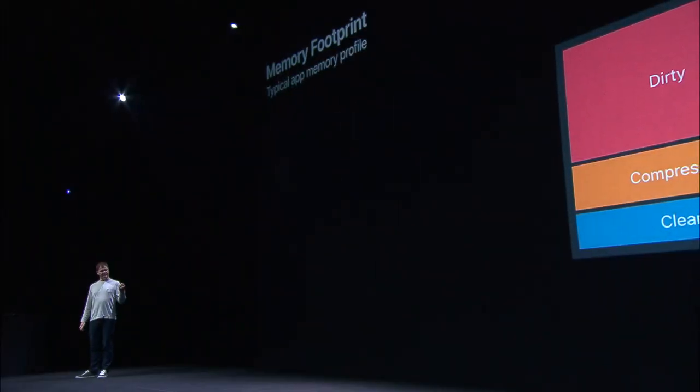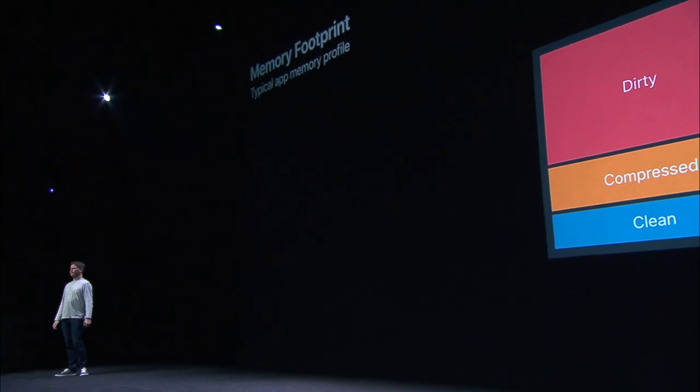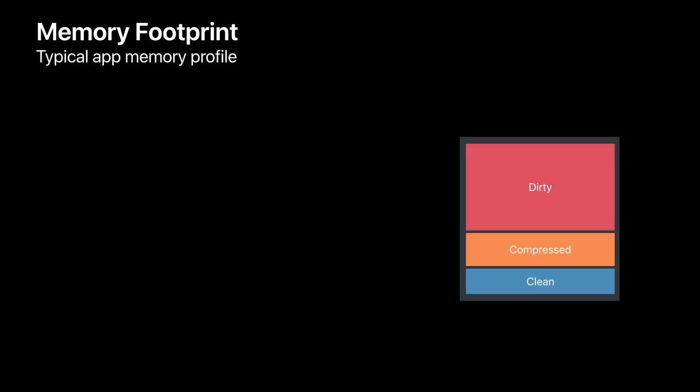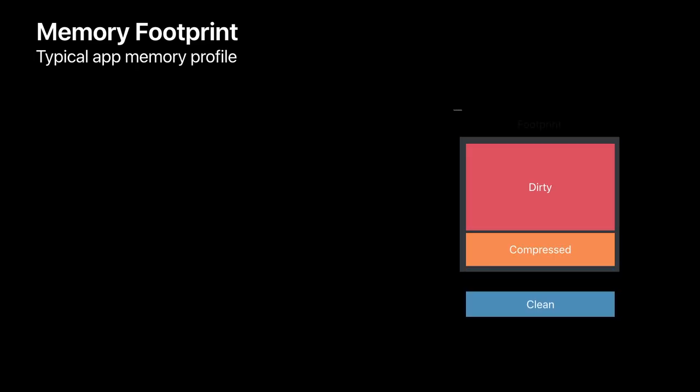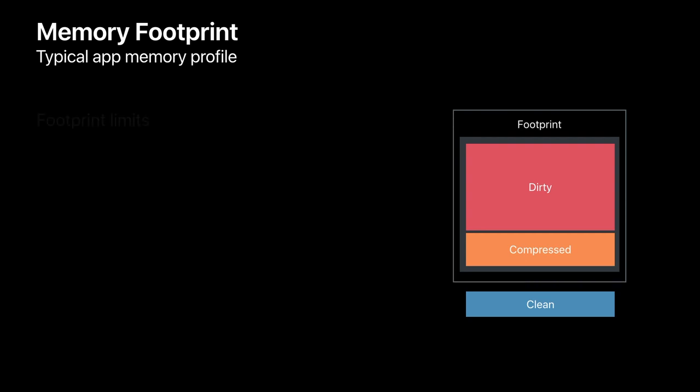Going back to our typical app with those 3 sections, when we talk about the app's footprint, we're really talking about the dirty and compressed segments. Clean memory doesn't really count. Now, every app has a footprint limit. This limit's fairly high for an app, but keep in mind that depending on the device, your limit will change. So you won't be able to use as much memory on a 1 GB device as you would on a 4 GB device.